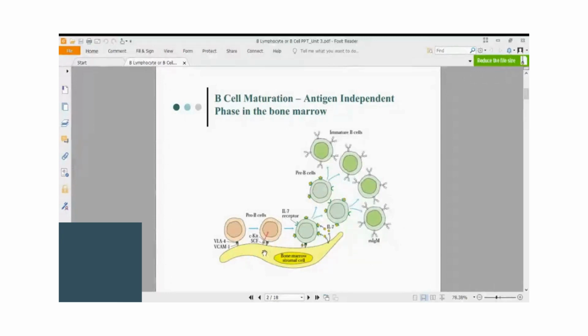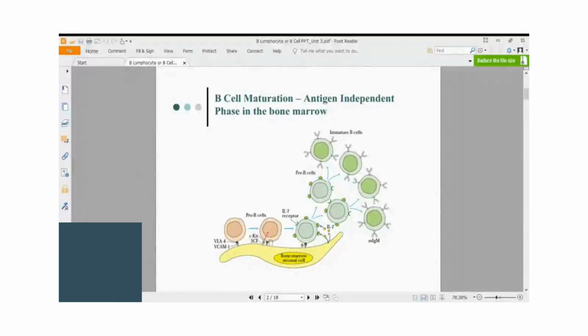That receptor is called SCF. SCF stands for stem cell factor. The stem cell factor establishes the contact with c-KIT. Now, the pro-B cell has two receptor contacts: VLA4 contact with VCAM1, and c-KIT contact with SCF. This is called the receptor synapse.